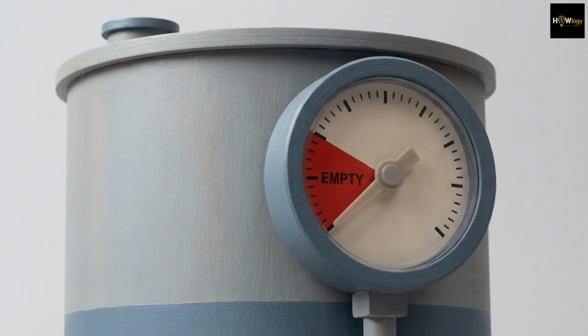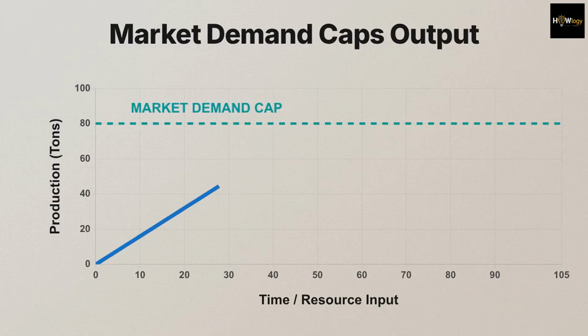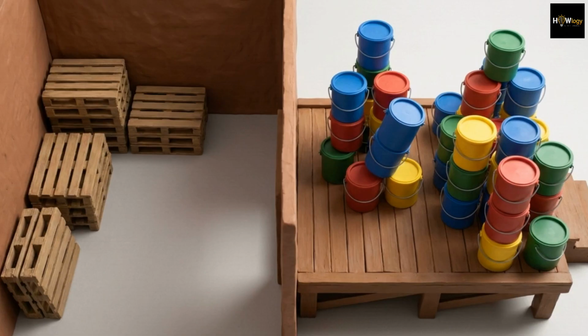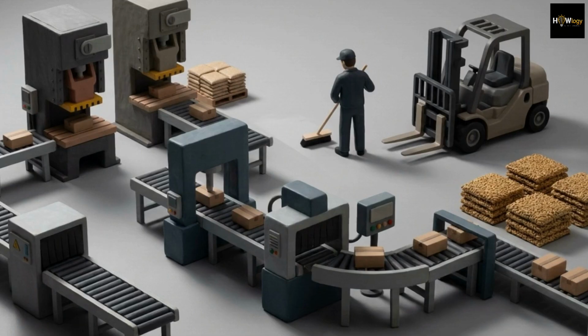But physical reality gets in the way. You have a finite daily supply of chemical raw materials, and the market will only buy a specific maximum tonnage of exterior paint per day. If you pour all your resources into one product, you will eventually hit a raw material shortage or exhaust your daily buyer demand, leaving expensive assembly lines sitting completely idle.